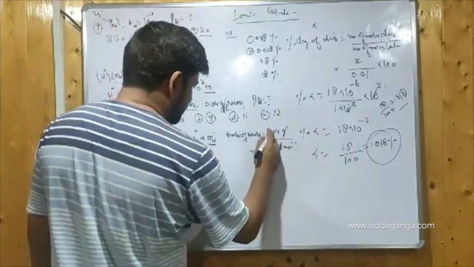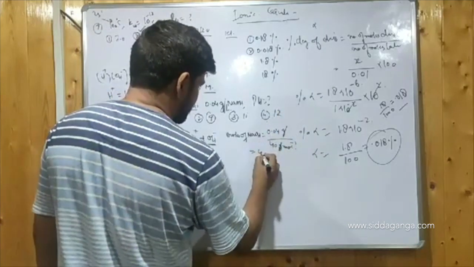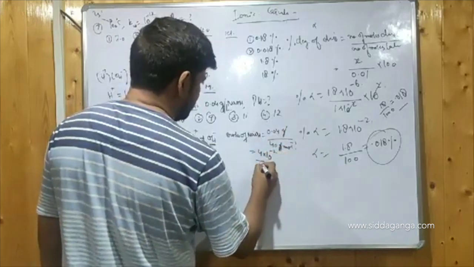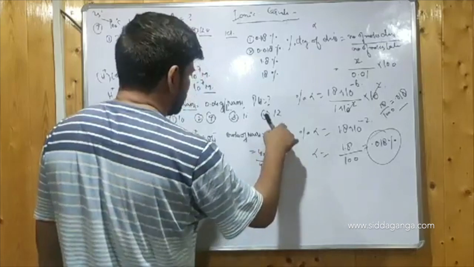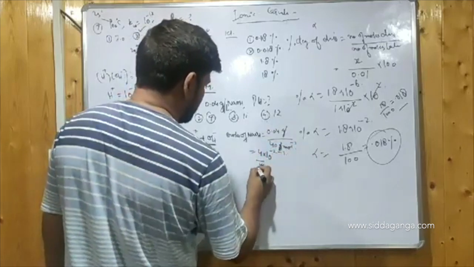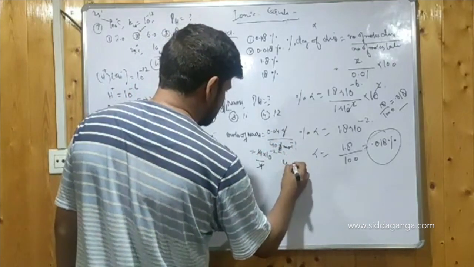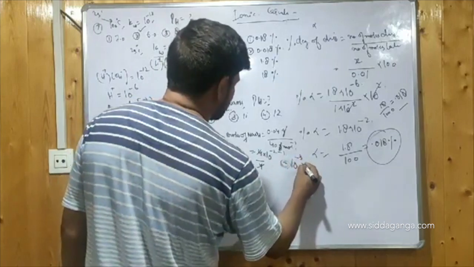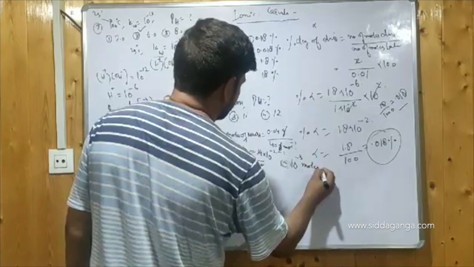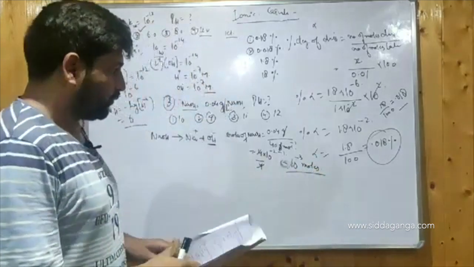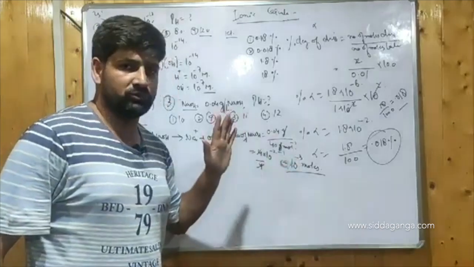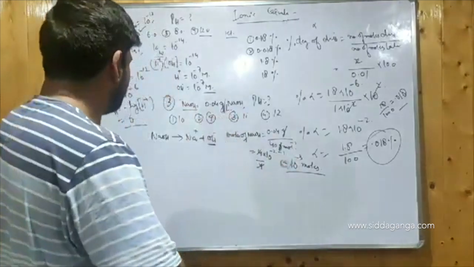So that implies 4 into 10 to the power minus 2 by 4, it becomes 10 to the power minus 1 goes up, it becomes minus 3. So it becomes 10 to the power minus 3 moles. So children, what is the molar concentration of sodium hydroxide that is given to us? It's 10 to the power minus 3. Correct or not?